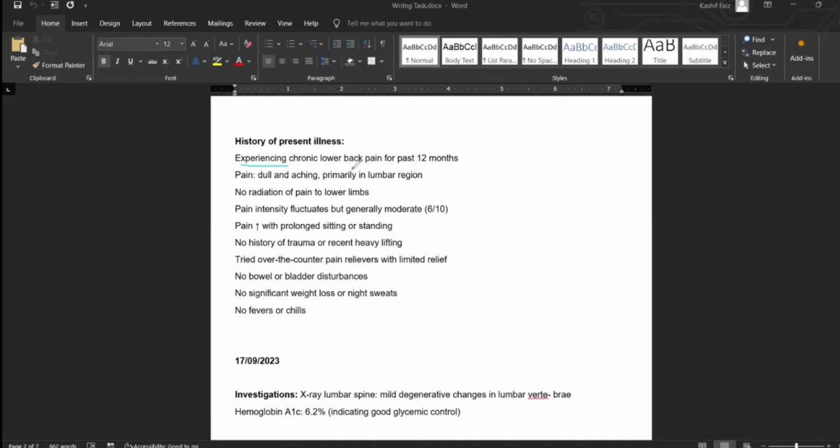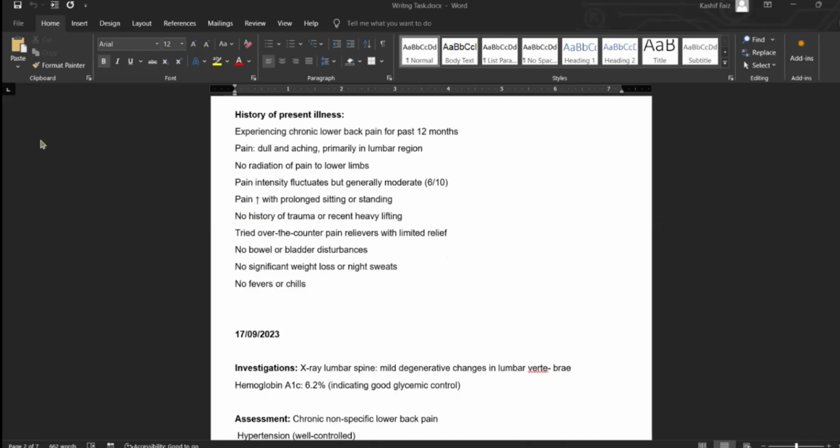Now see, history of presenting illness: experiencing chronic lower back pain for the past 12 months. The nature of the pain is dull and aching, primarily in the lumbar region. There is no radiation of pain to the lower limbs. Pain fluctuates but is generally moderate, 6 to 10. Pain increases with prolonged sitting or standing. No history of trauma or recent heavy lifting. Tried over-the-counter pain relievers with limited relief, no bowel or bladder disturbances, no significant weight loss or night sweats, and no fever or chills.